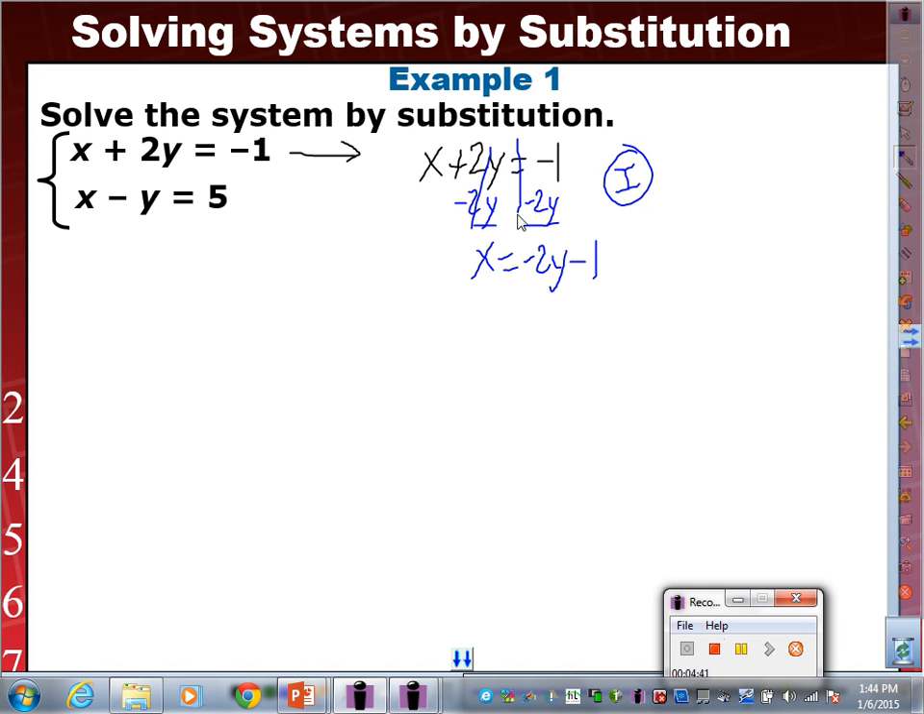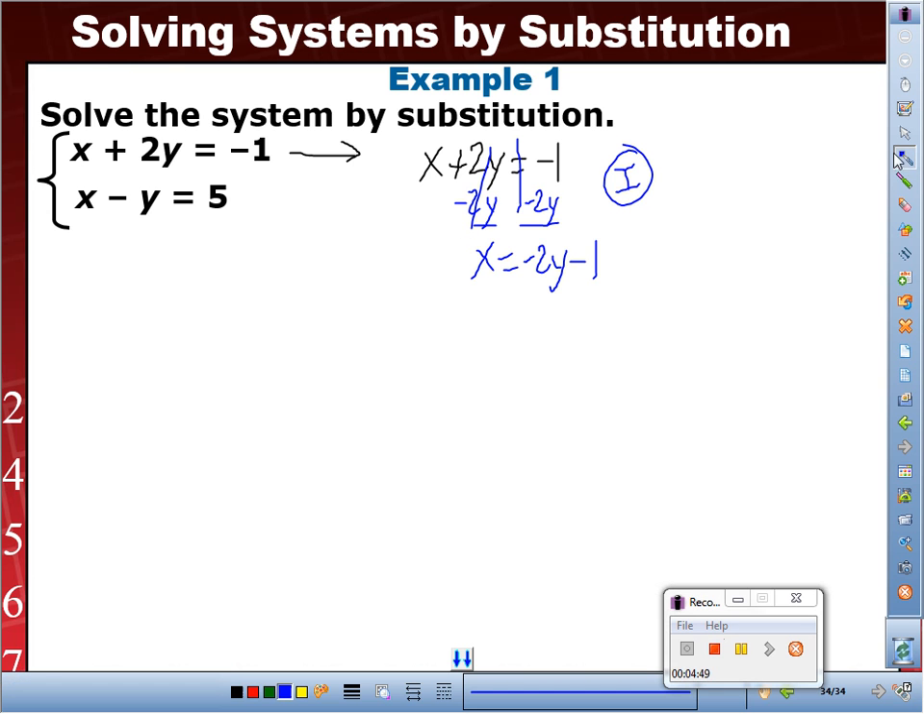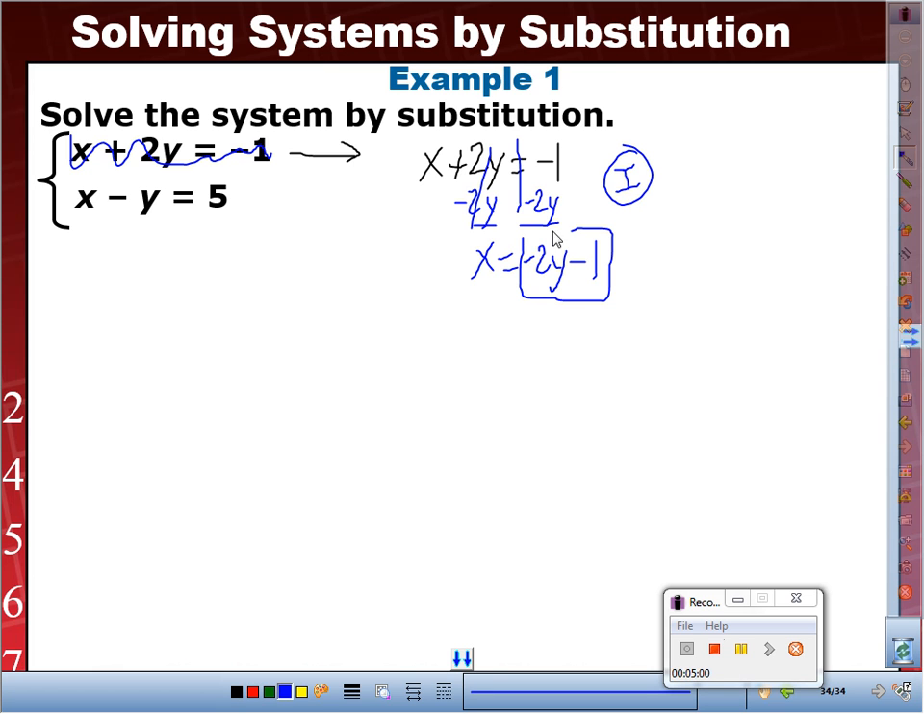So that was step 1. Pens down, please. Step 2 says substitute that equation into the second equation. What does that mean? That I no longer am going to use this one for right now, and I'm going to substitute this one into this one. So watch. X is equal to what? Negative 2y minus 1. Is that correct?